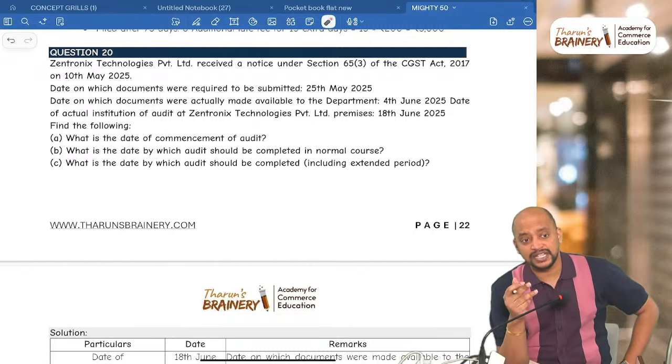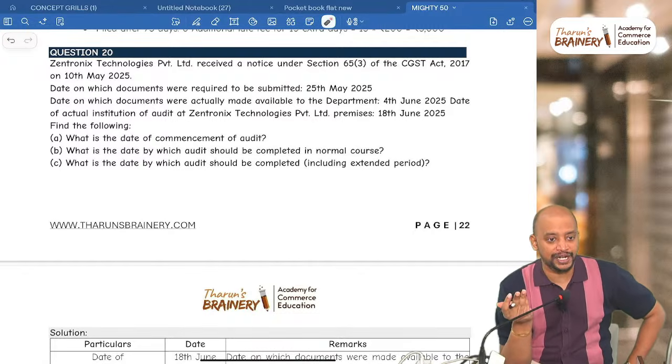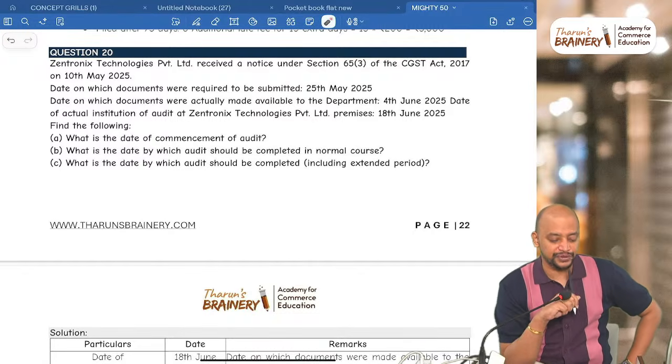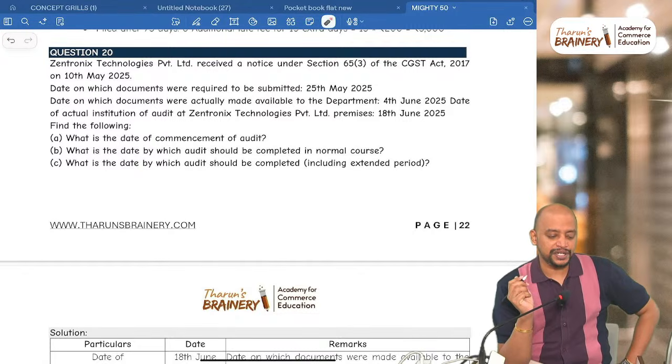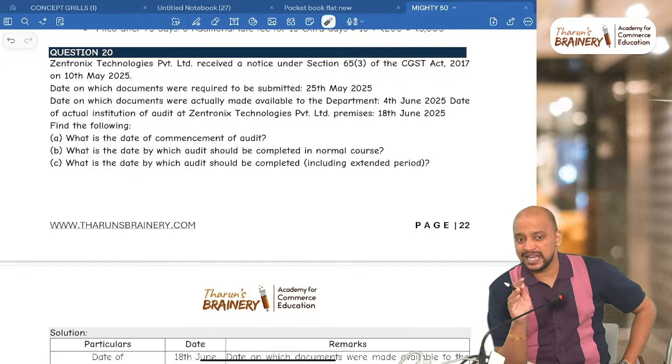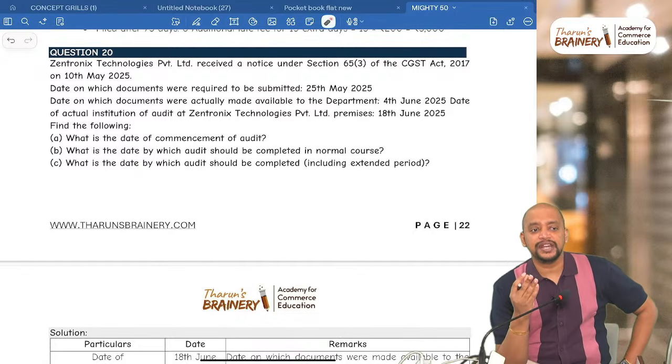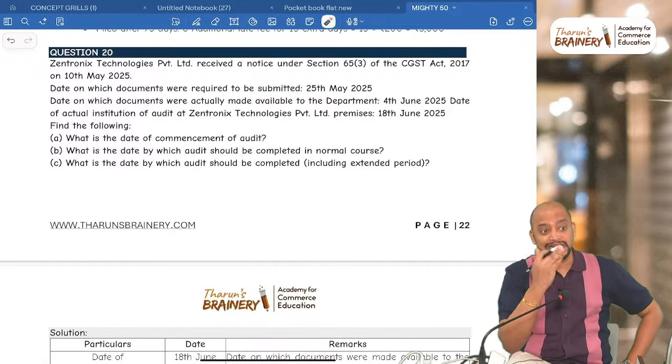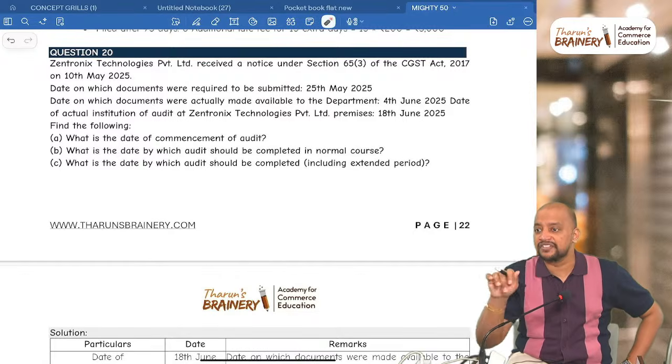In exam they can ask even regular late fee point also combined with this. Then question number 20. See, these are all the areas, if you observe, some areas which usually are probable to be tested because of the amendments in the past, but not tested. That only I have made as mighty 50 questions.